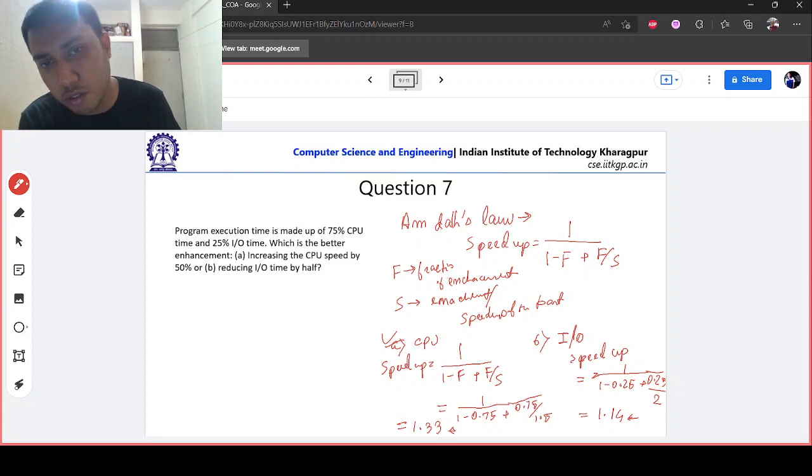So I will repeat again. The question is: the program execution time is made up of 75% CPU time and 25% IO time. Which of the following is a better enhancement? It has to be solved using Amdahl's law, because it states that speedup is 1 divided by (1 minus f), the fraction that is not enhanced, plus f divided by s, the fraction that is enhanced and the corresponding speedup. If you substitute the values given in the question, the final results are 1.33 and 1.14.